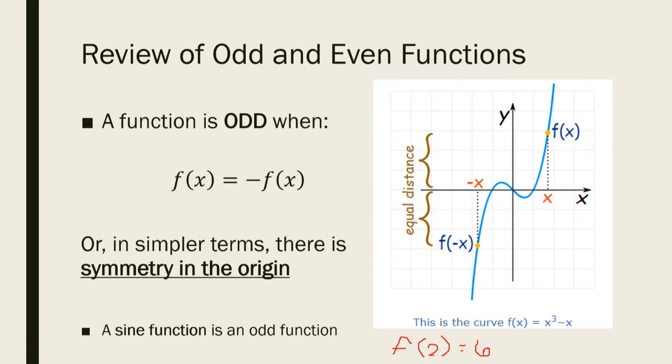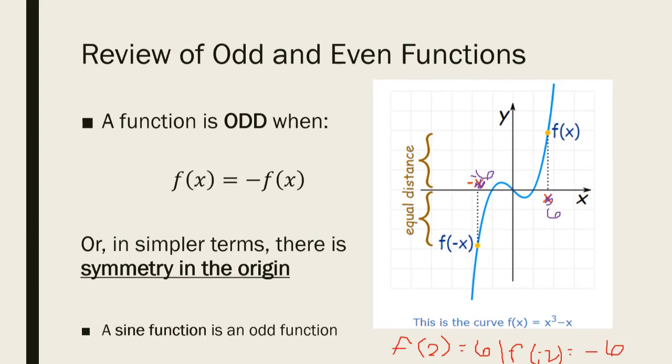Okay, then f of negative 2, we will get negative 2 cubed is negative 8 minus negative 2, which gives negative 6. So as you can see there, let's assume that this is negative 6 on the figure. Let's replace x here by 6 and negative 6. Negative 6 and 6. So what can we see here?